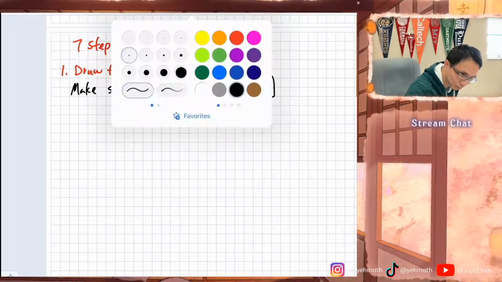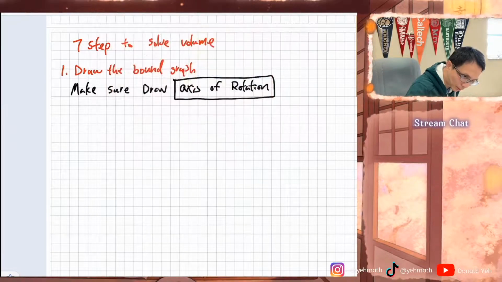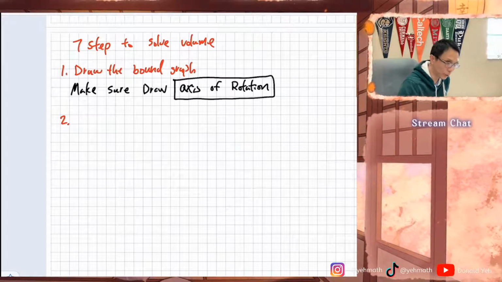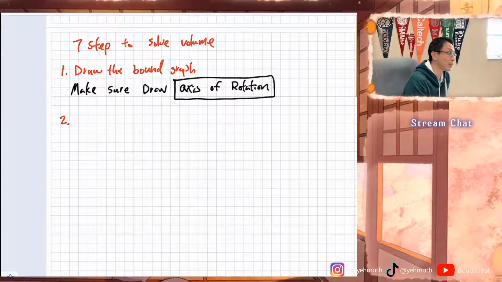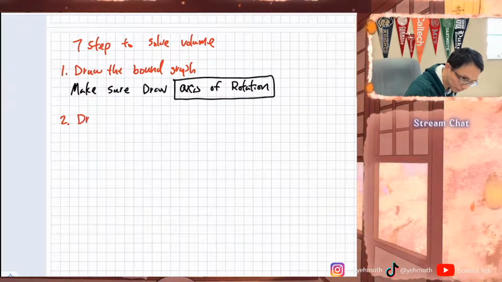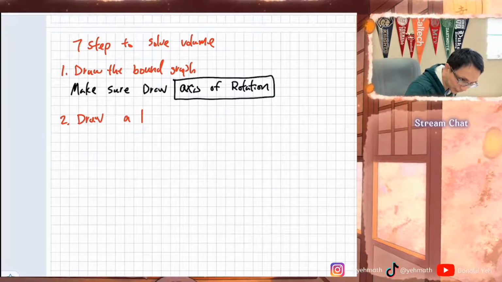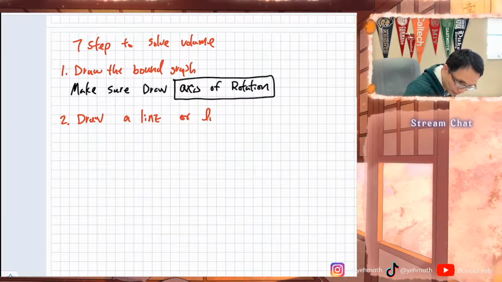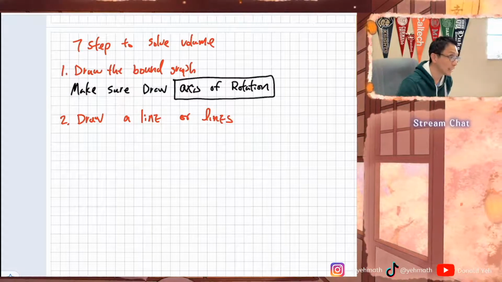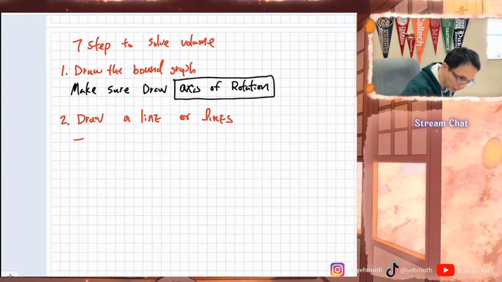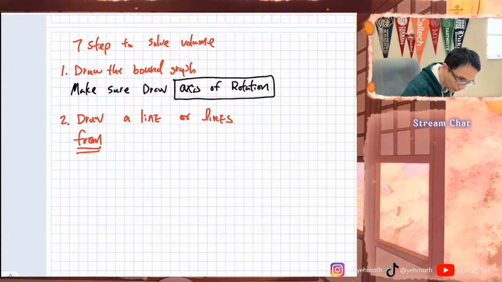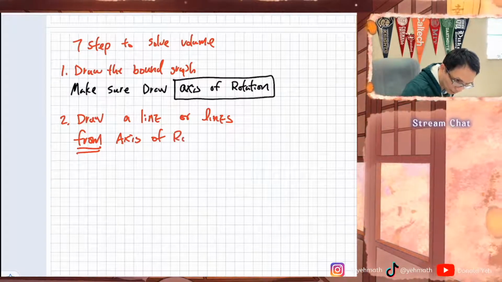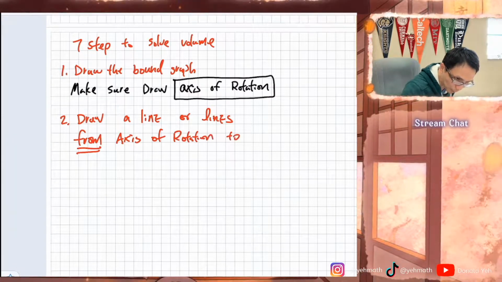Second, we are almost there. Second, make sure you draw in this order. It has to be in this order, okay? Draw a line or lines, and we're going to talk about the lines. Make sure the order is this: from the axis of rotation to the boundary.